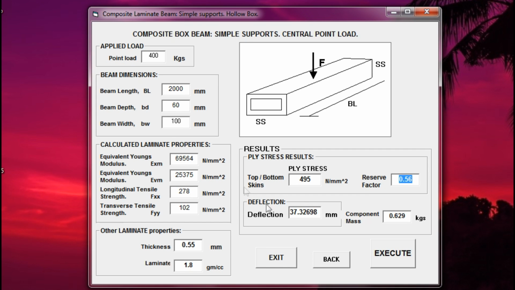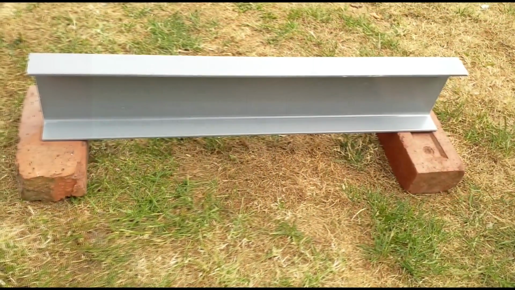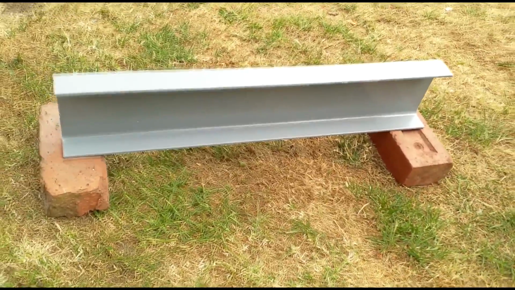So in this case, let's try changing the beam depth from 60 millimetres to 100 millimetres. Press the execute button, and it shows that this time the structural integrity of the beam is just acceptable at a value of 1.04. Note that the weight has increased to 0.788 kilograms, and the deflection has increased to over 26 millimetres.